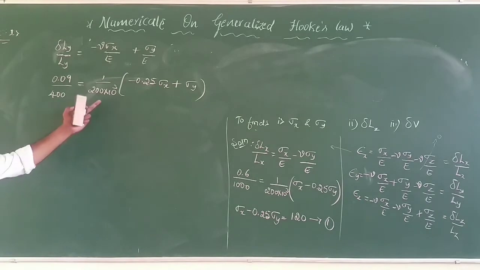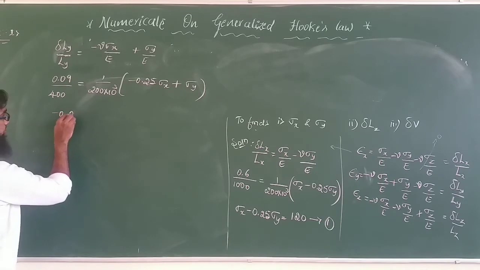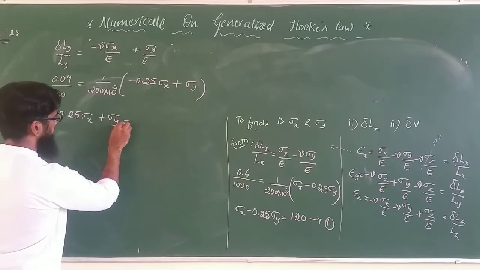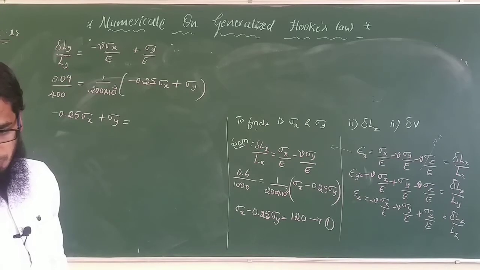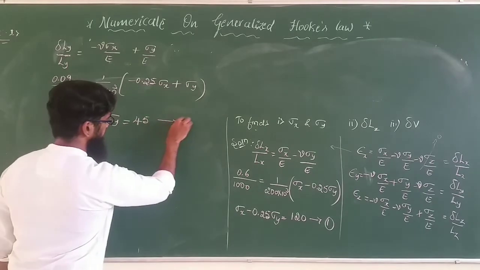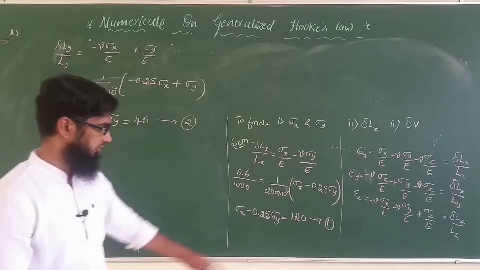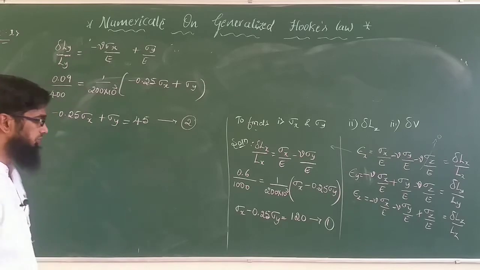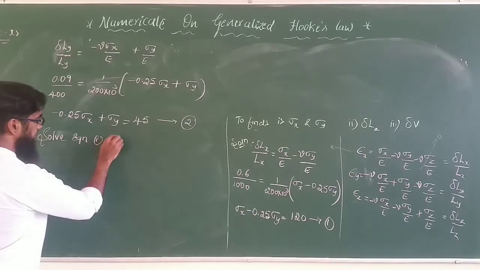Now again if you cross multiply here, we are getting equation 2. So minus 0.25 sigma x plus sigma y, that is equal to, so around 80 I am getting here, sigma y minus 0.25 sigma x is equal to 45. So this is equation 2. Now we have got the two simultaneous equations, equation 1 and equation 2. We just solve these two simultaneous equations. Solve equations 1 and 2.